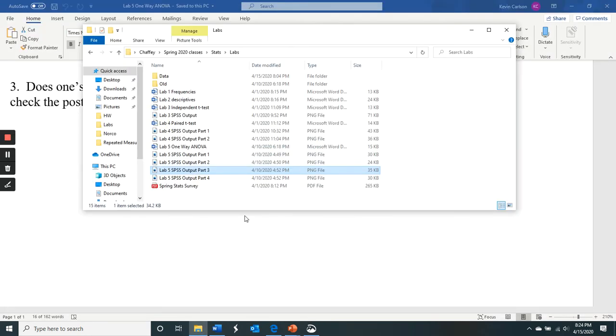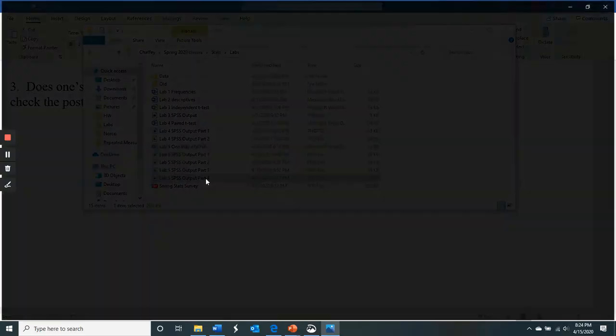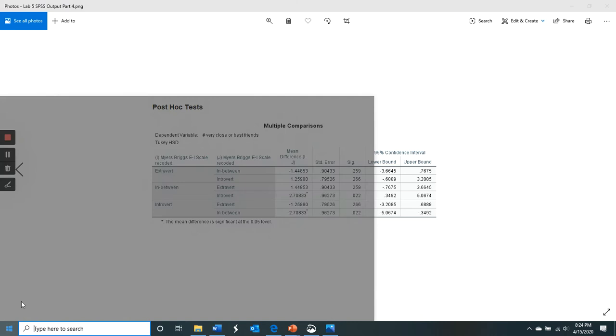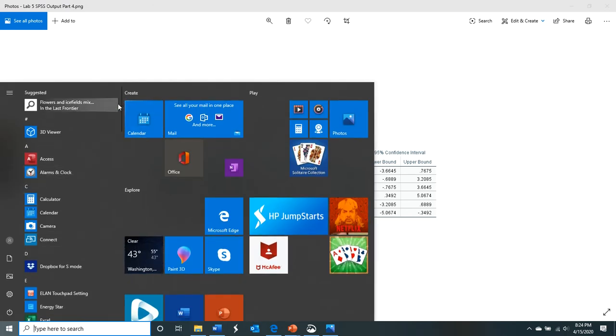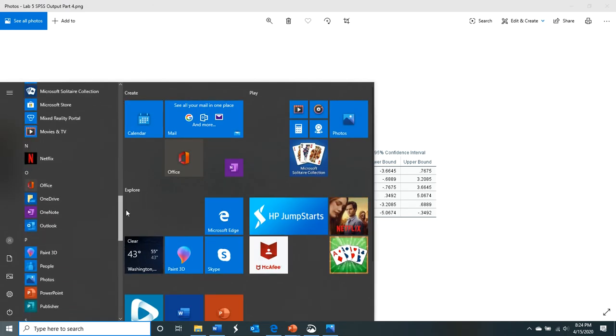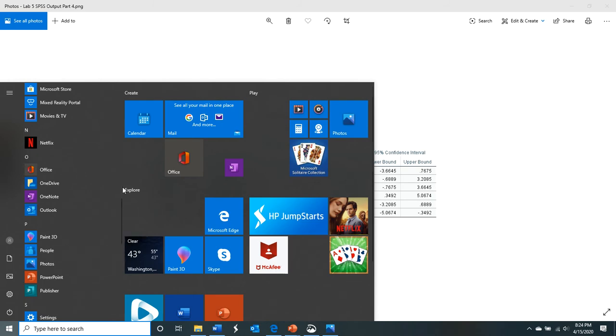So we have a significant relationship here. I'm going to see if I can keep that up while I get a new snip. So we have a significant F, so we have to look at the post hocs to see what's going on.